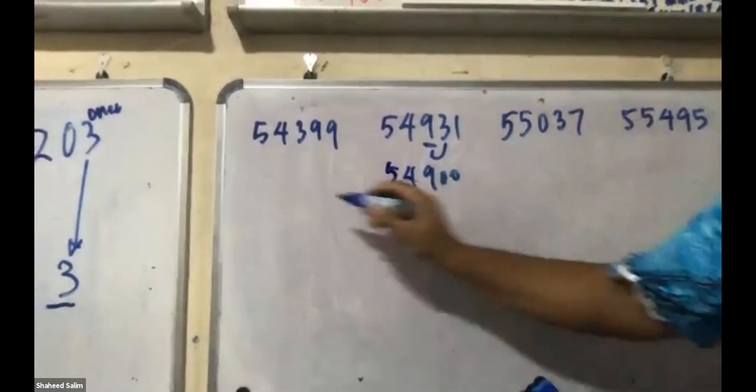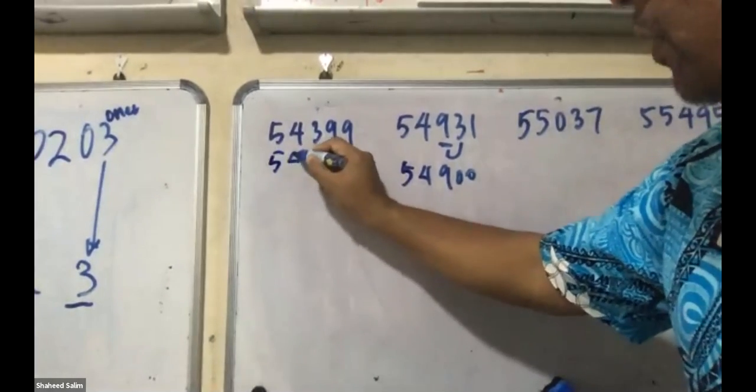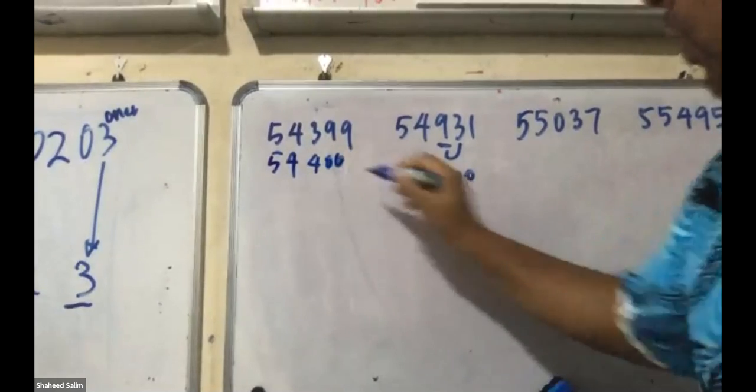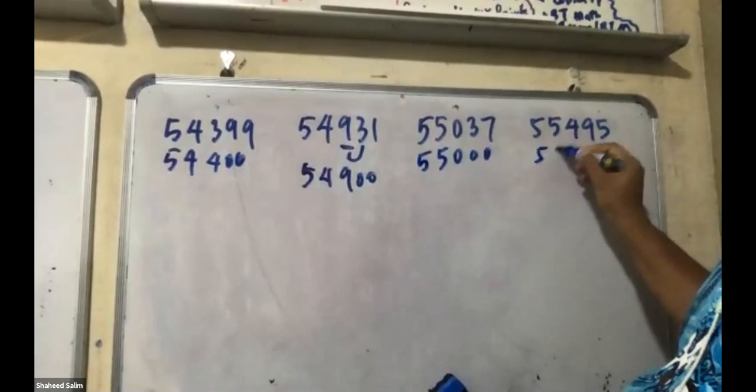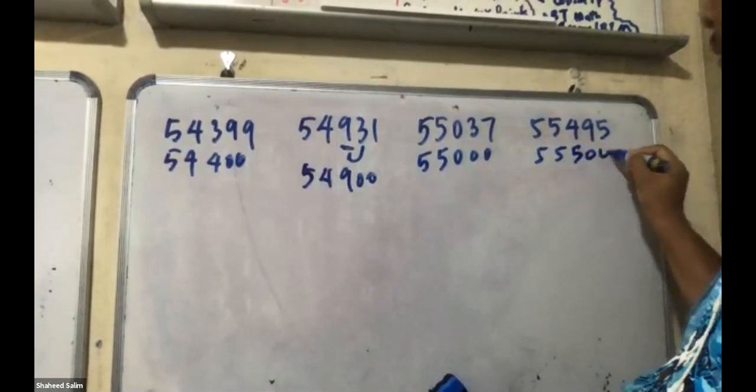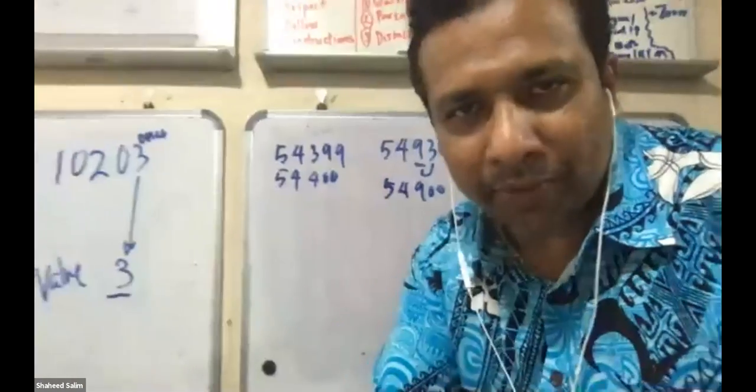So your answer is correct. This one is 54,400. This is 55,000. Okay. So I think you know how to do this now, right?